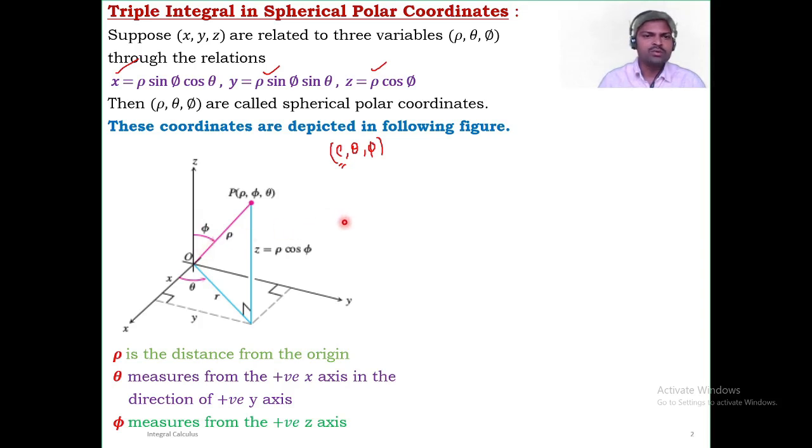Now look at how these transformations are obtained. So this point is x comma y. So this is x comma y, right?